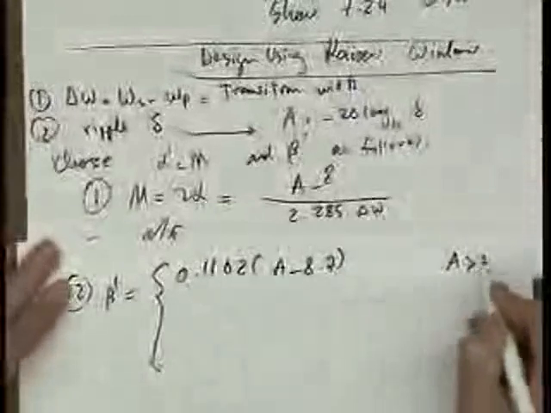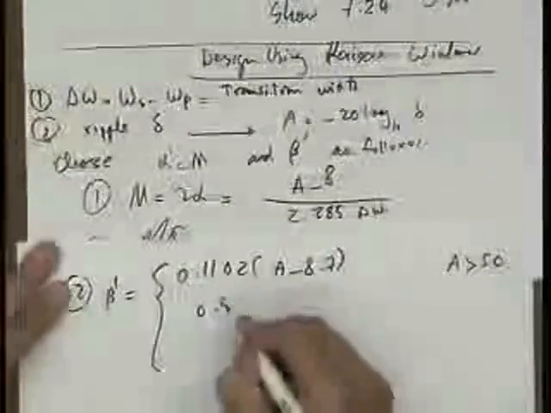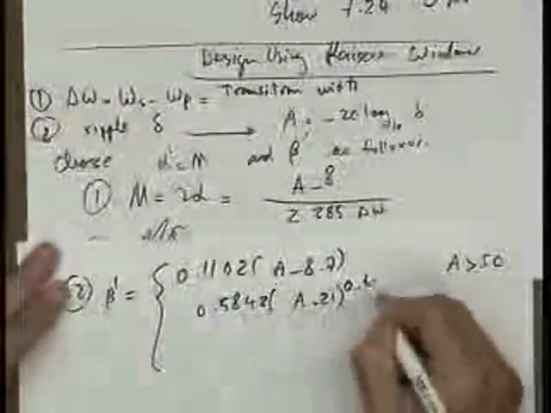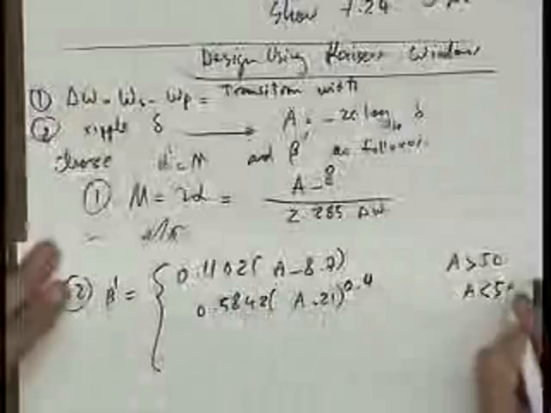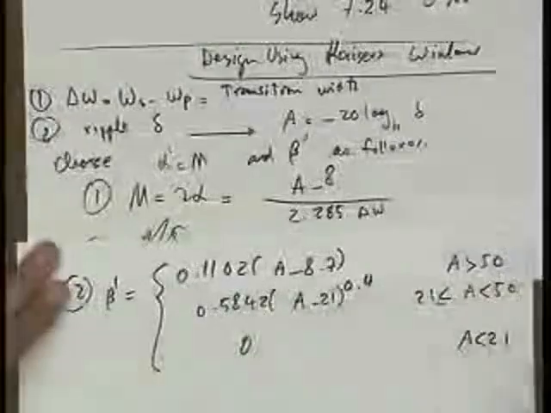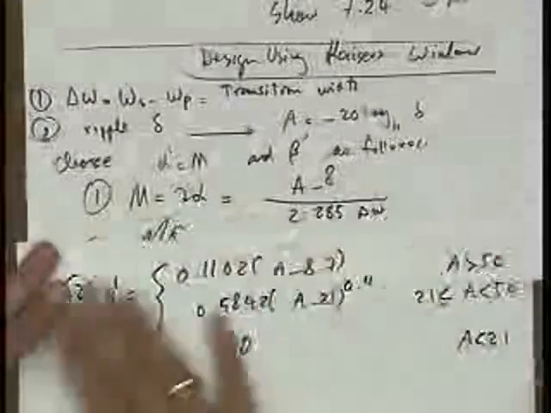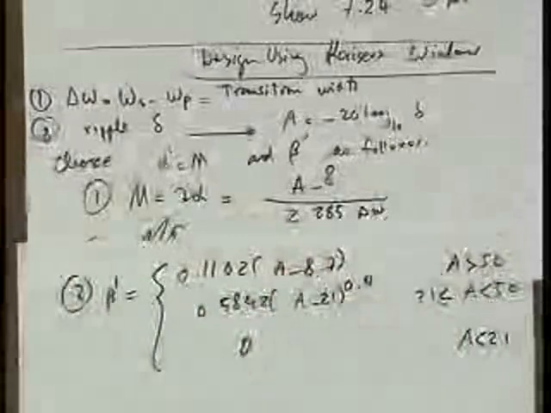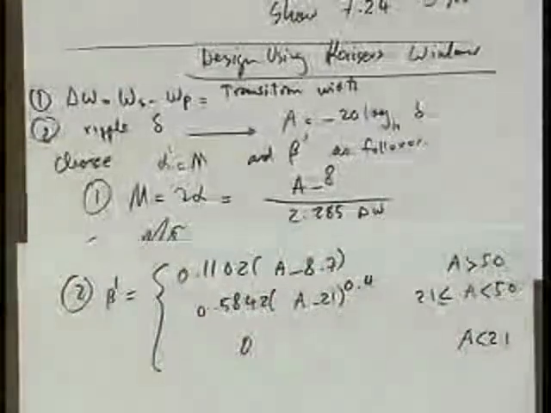For A larger than 50, it's 0.5842 times (A minus 21) to the power of 0.4 for A between 50 and 21, and it's 0 for A smaller than 21. That's why I said there's no derivation to it. It's all a numerical result. He just kept plotting this until the thing worked. Okay.